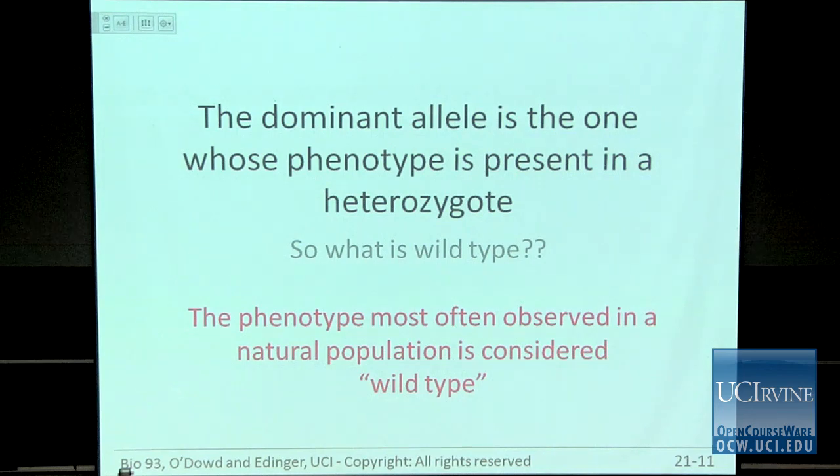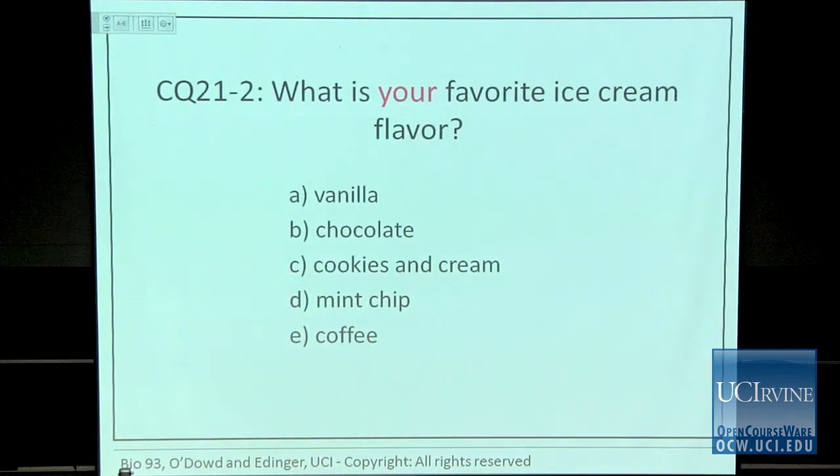So we're going to do our own experiment here in Bio 97 for the favorite ice cream flavor locus. We're going to do an experiment to figure out what the wild type allele is. What is your favorite ice cream flavor? Vanilla, chocolate, cookies and cream, mint chip, or coffee? I selected these flavors based on what Google tells me 20-somethings in California like. So I apologize if yours is not here.